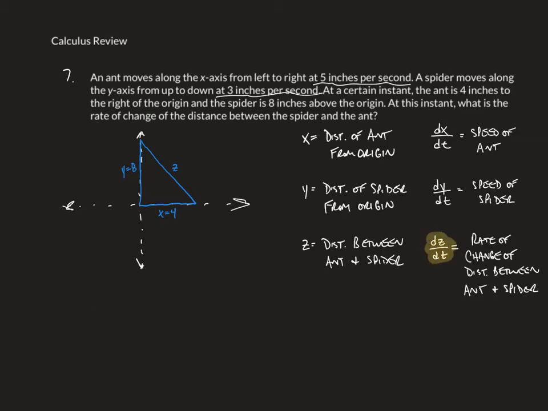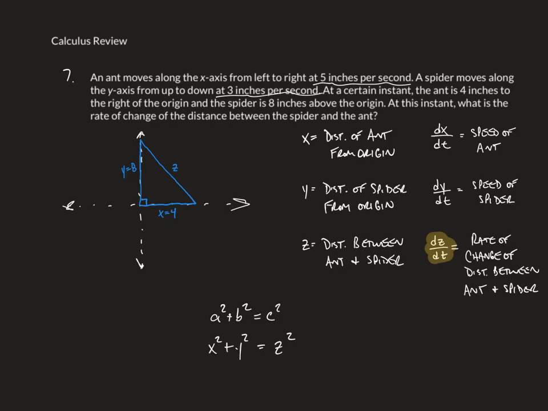So our goal is to get an equation that identifies dz dt, where everything else will be given or have a value for it. So what we want to think of is an equation that might connect the three sides of a triangle, and in this case this would be a right triangle. And of course our choice then is going to be the Pythagorean theorem. So in the Pythagorean theorem we have a squared plus b squared equals c squared, which in our case is actually x squared plus y squared equals z squared.